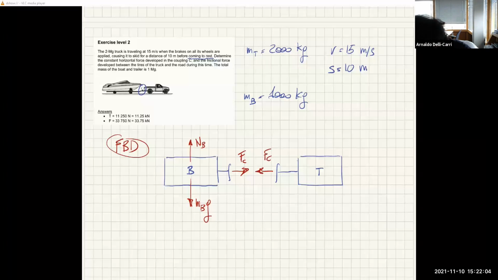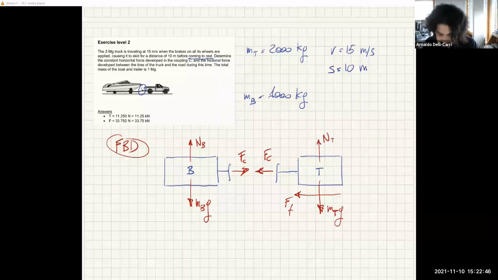And the truck feels a deceleration force, sorry, a braking force. I'm trying my best to make it horizontal. There you go. FB, let's call this friction force, FF. And of course, it has its own weight as well. This here, MT G, and it feels its own normal force. Okay, so this looks like we have everything that we need.